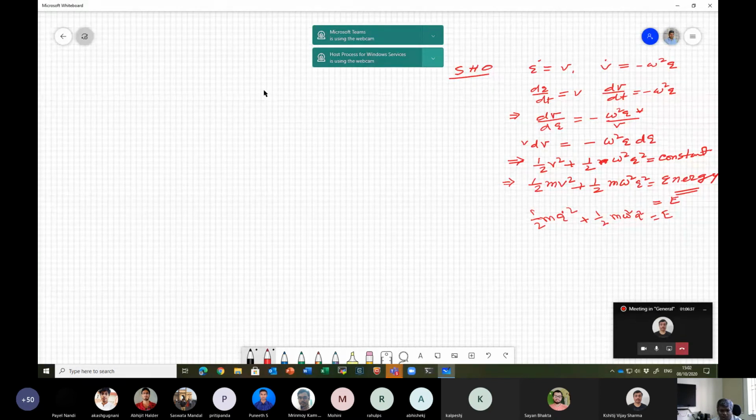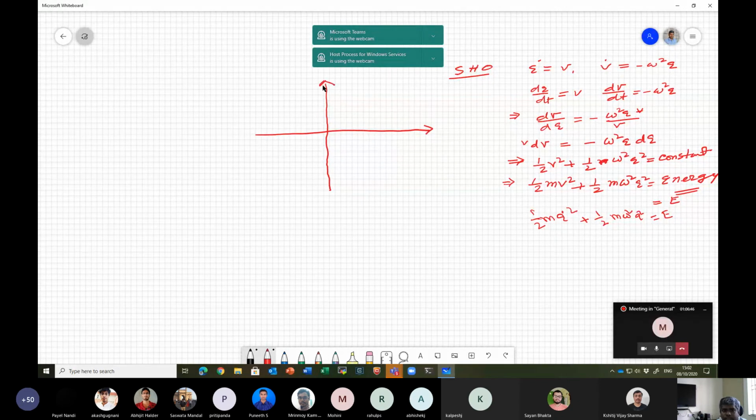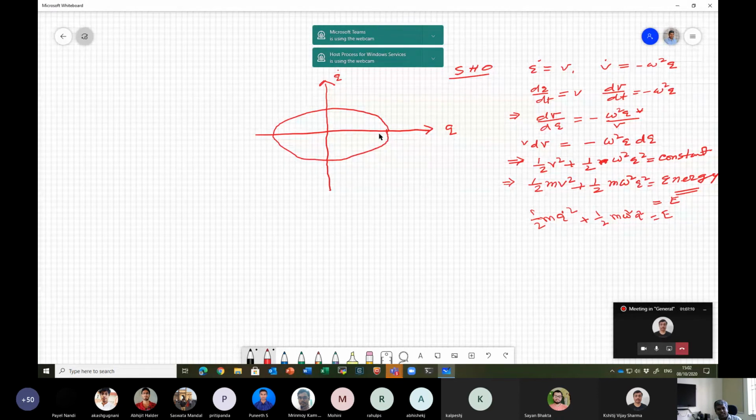Now let's draw a phase space diagram of this one. Okay, so this is Q and this is Q dot. Correct? So now tell me, what is this equation? How does it look? Sir, an ellipse. Great. So first let's draw an ellipse. Okay, maybe the drawing is not that good, but some kind of ellipse.